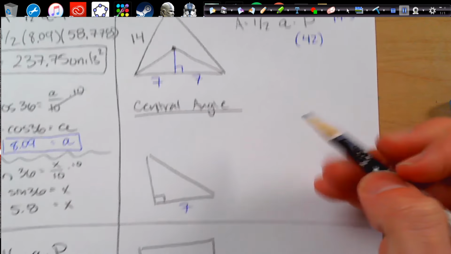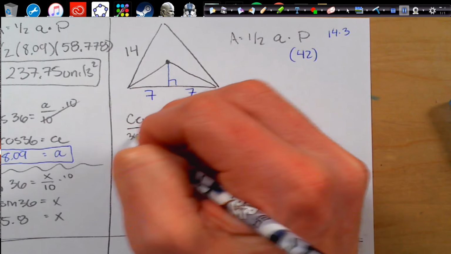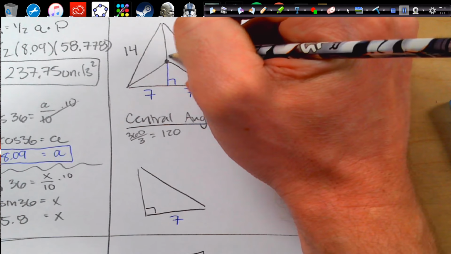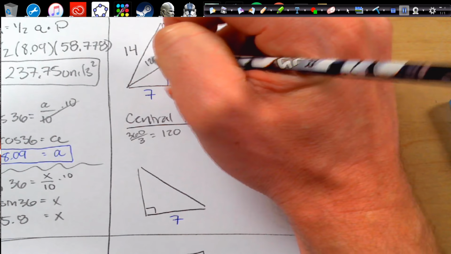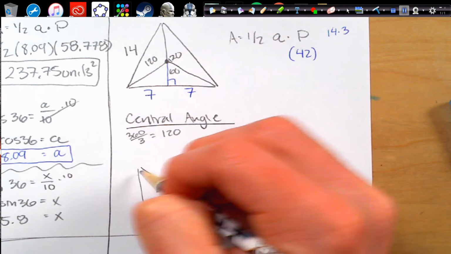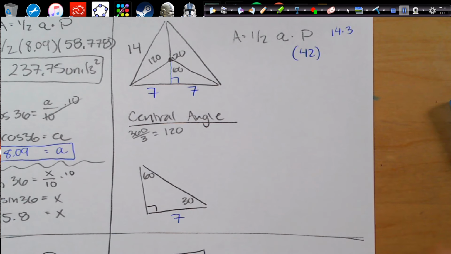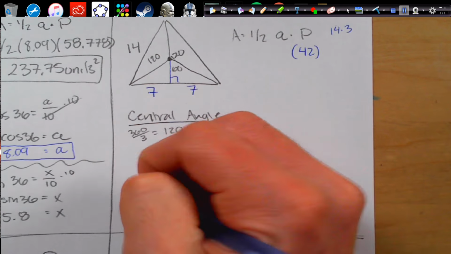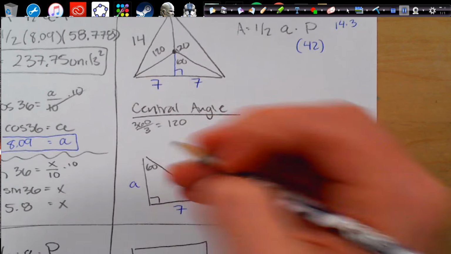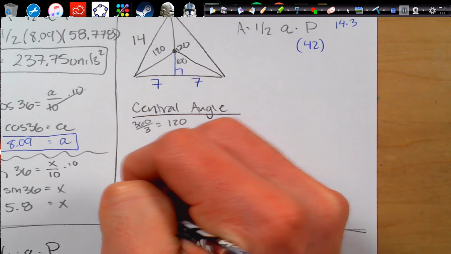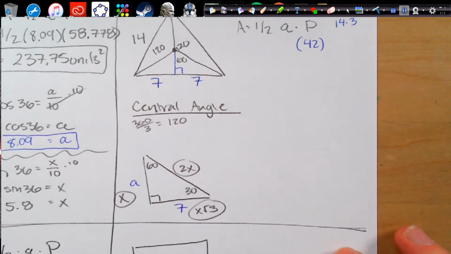To find that central angle, we do 360 divided by 3 because we have 3 sides. That's 120. So this is 120, 120. This becomes 60 in here. And this is 30. All I want to find is my apothem, and this is a special right triangle. The rule is 2x, x rad 3, and over here is just x.